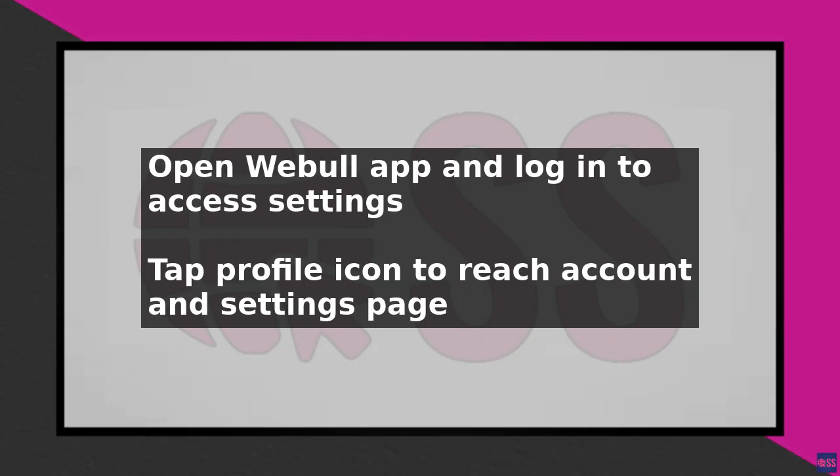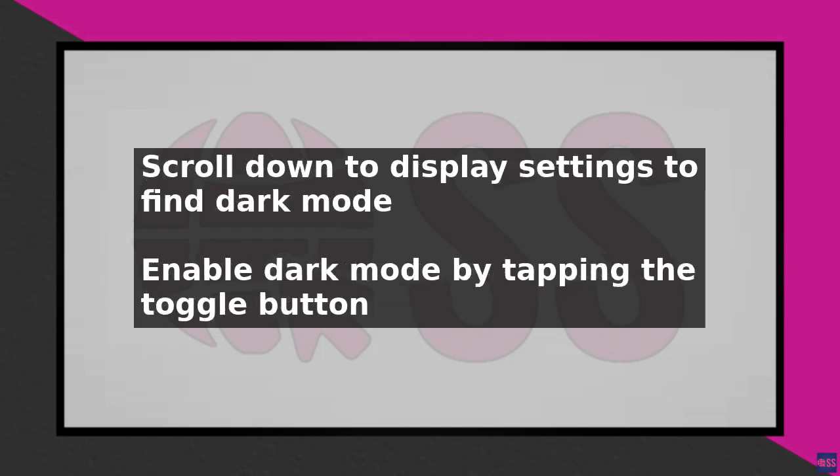From here, scroll down to the display settings section. Within this section, you will find the option to enable dark mode. Tap the toggle button next to dark mode to turn it on.